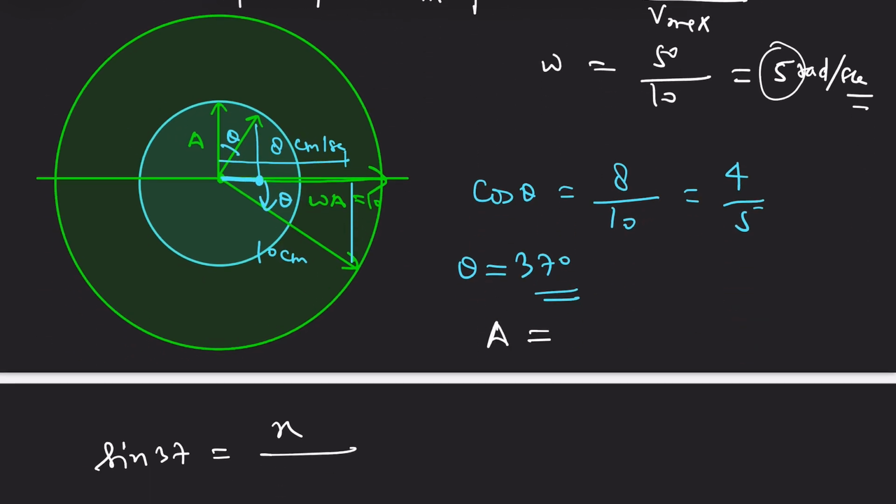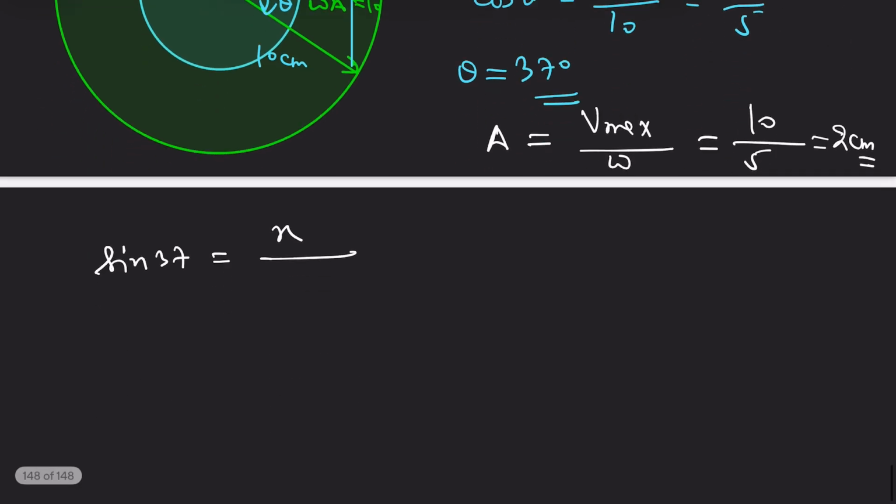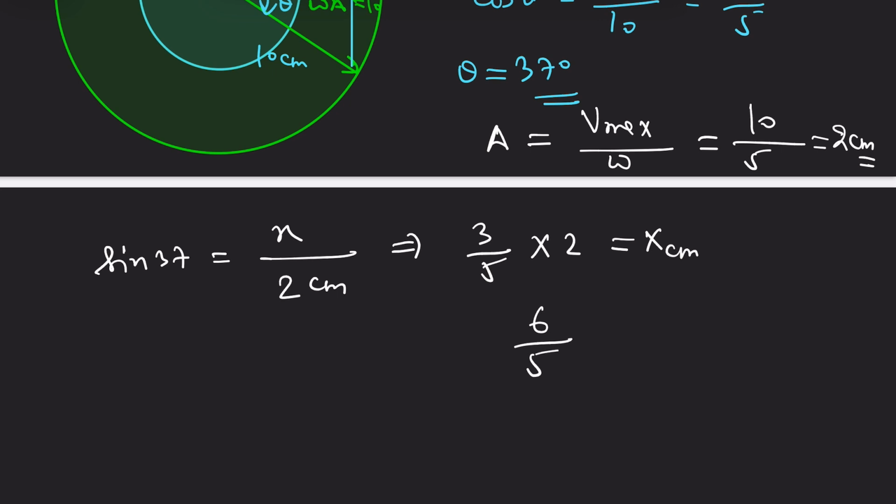So a is nothing but v max divided by omega. v max is 10, omega is 5, so this will be 2 centimeter. So sine 37 is 3 by 5, into 2 is equal to x centimeter. This will be 6 by 5 centimeter.